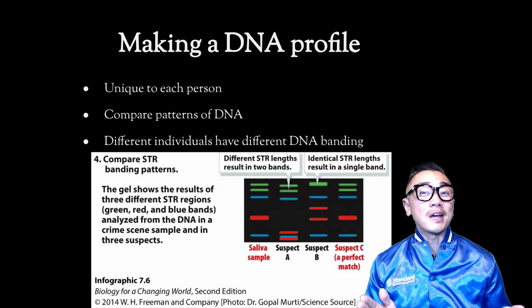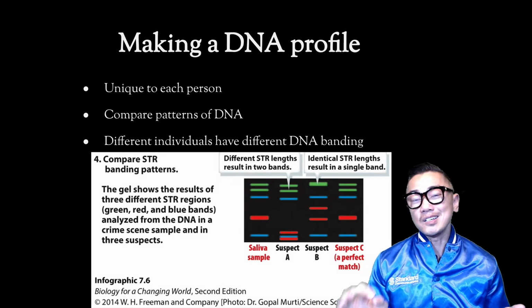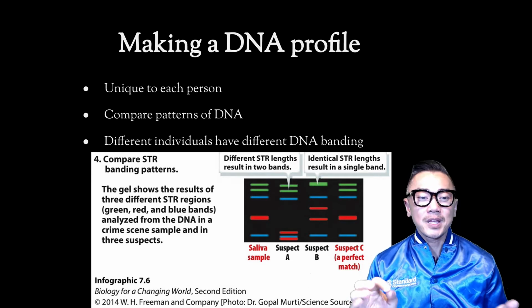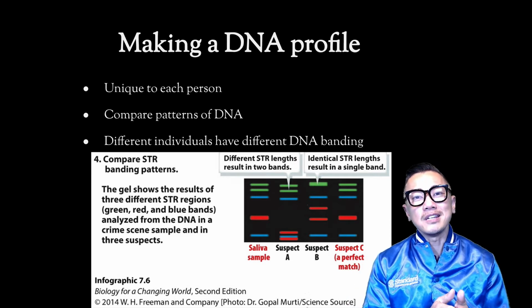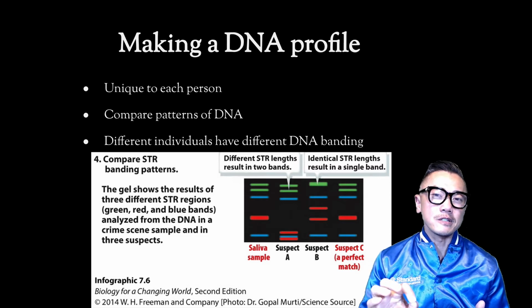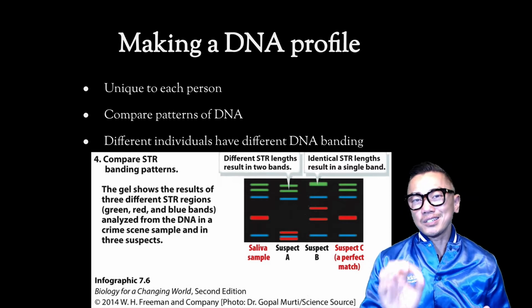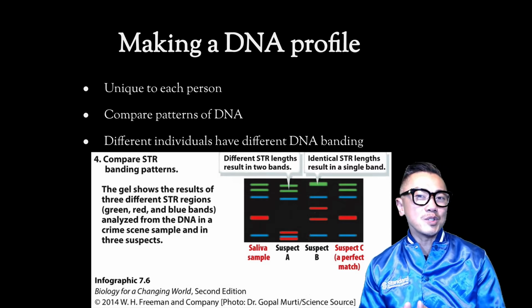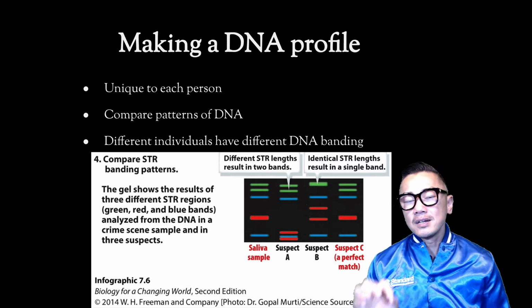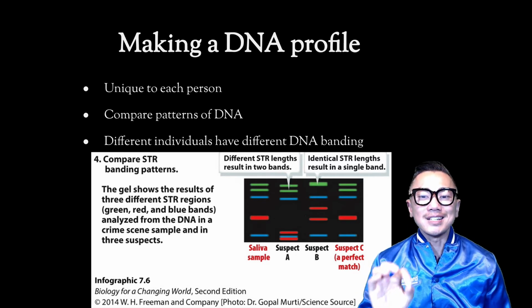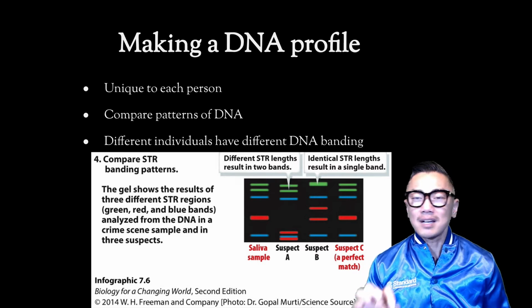The pattern of bands created by DNA profiling is unique to each person. We can compare patterns of DNA for a number of different purposes, including proving guilt or innocence or demonstrating a relationship. Different individuals have different DNA banding except identical twins.